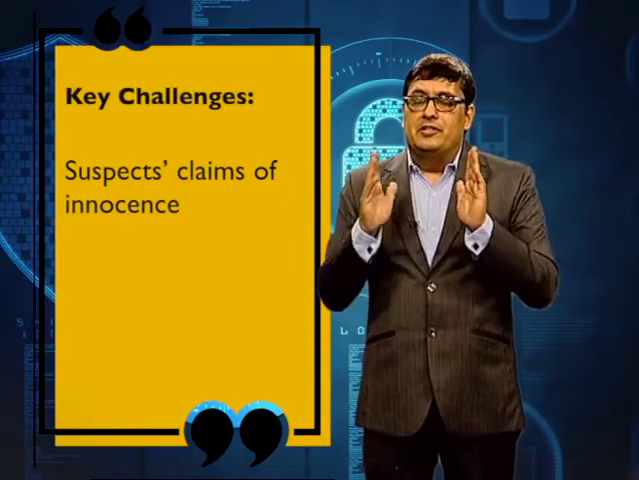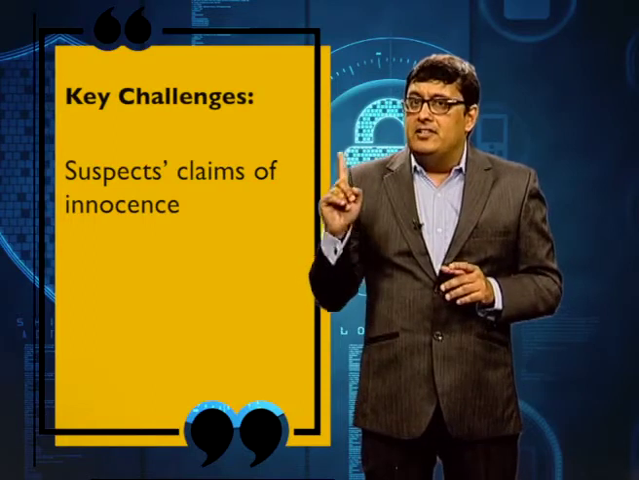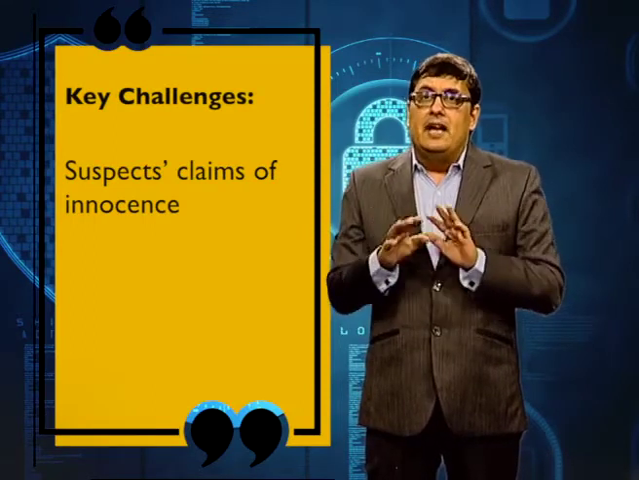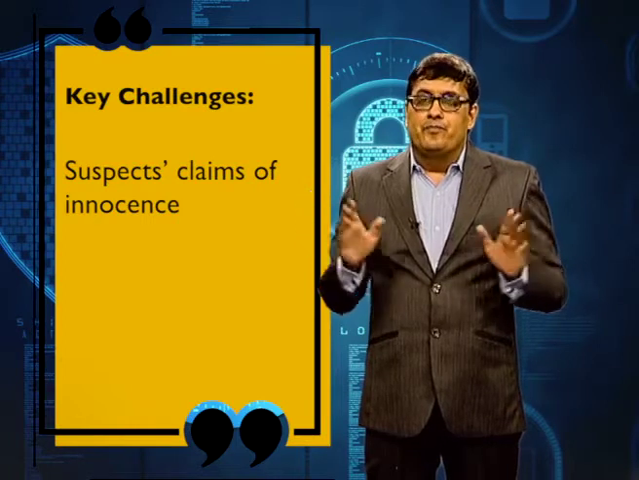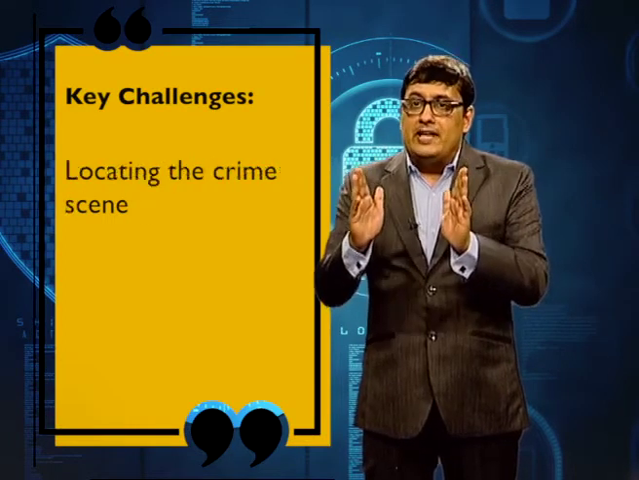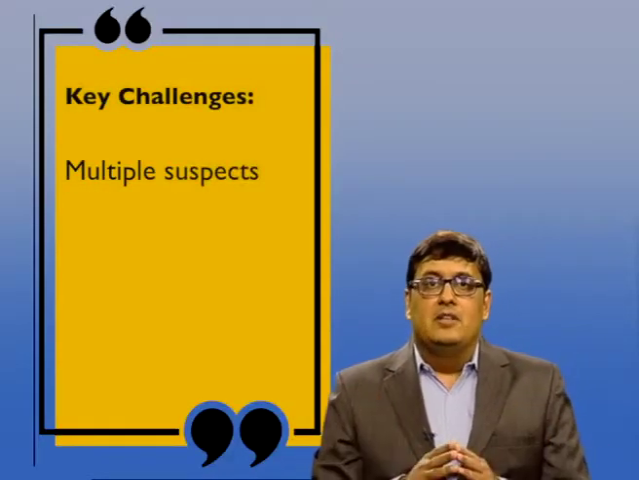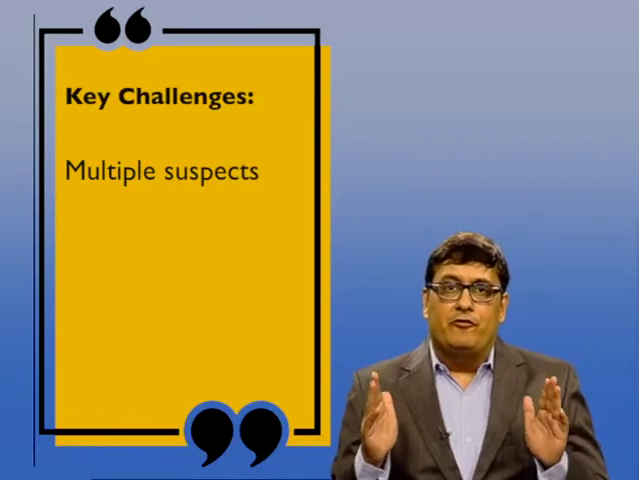First, the suspect's claim of innocence. Despite the discovery of incriminating evidence, the suspect denied ever physically meeting with the victim. Second, locating the crime scene. After the victim went missing, the location of the crime scene and body remained a mystery. Third, multiple suspects. After claims of innocence from the first suspect, another suspect was brought to light. Now, what were the solutions deployed here?